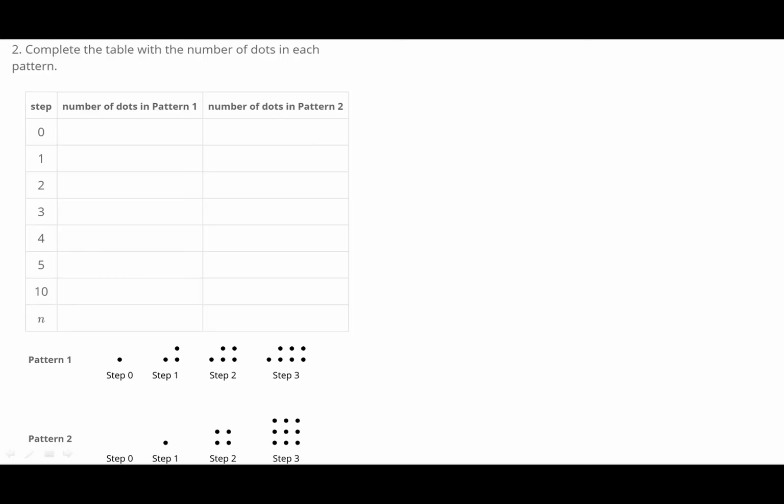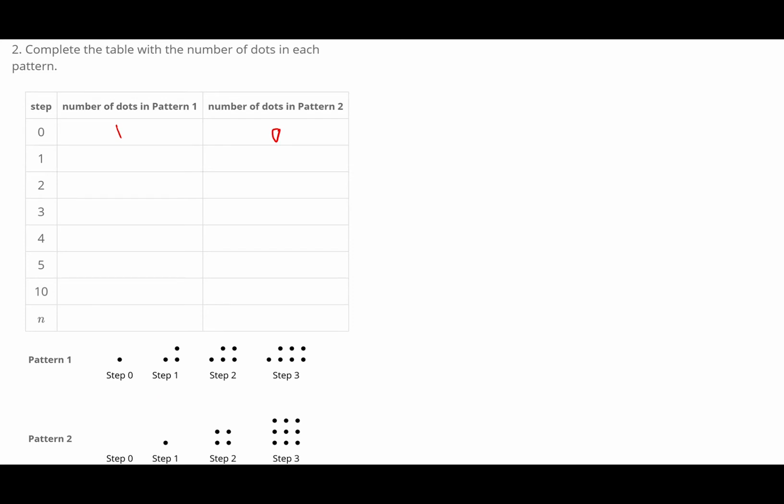All right, next we're going to complete this table with the number of dots in each pattern. And I'll get us started with which ones we already have here. So pattern 1, in step 0, we have 1 dot already. Whereas pattern 2, step 0 has 0 dots.